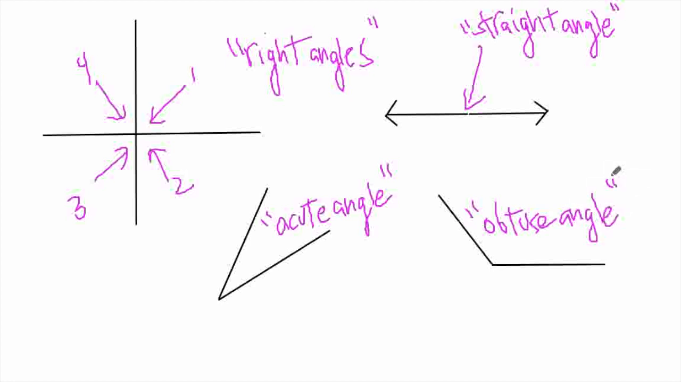Okay, so obtuse, bigger than a right, smaller than a straight. Now let's talk about how we measure angles. We are going to need a standard sized angle, and we're going to measure different angles by how many of this standard size we can fit within our angle. The standard size that we're going to use is a degree.